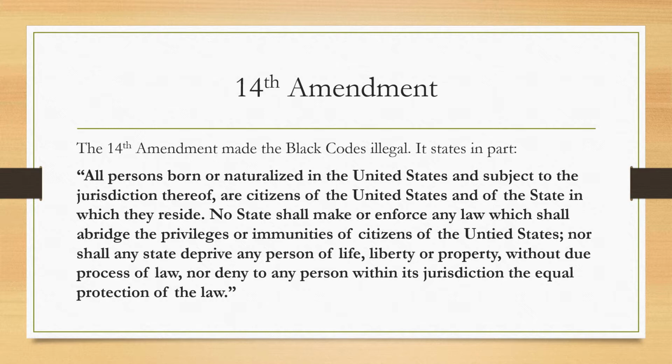What this says is that Black people were entitled to the same rights and privileges and due protection of the law as the white citizens of the states in which they reside, and that no state would be allowed to pass a law that abridged those rights. The Black codes became illegal immediately.